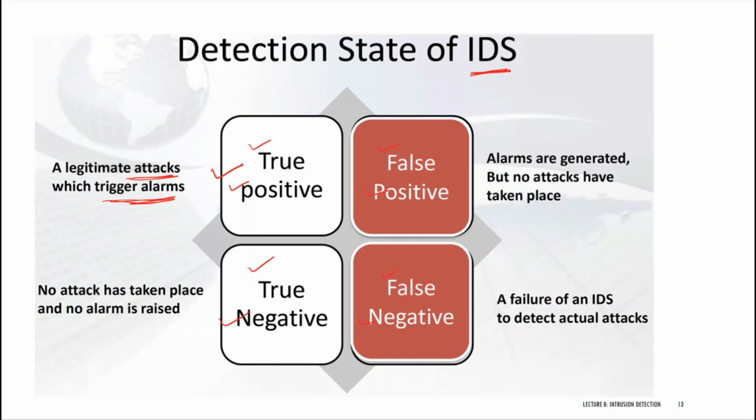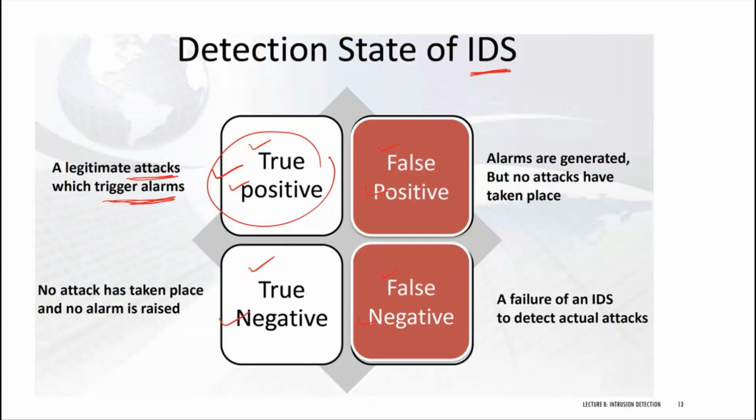So true positive means an intrusion took place, and your intrusion detection software is going to trigger an alarm and inform you. This is true positive. It's very good, very clear. An attack occurred, and immediately you are informed.